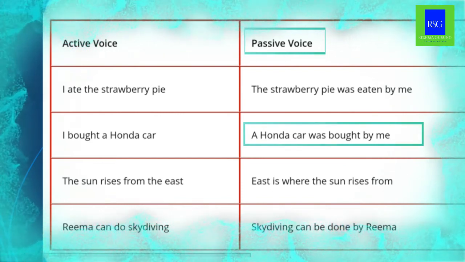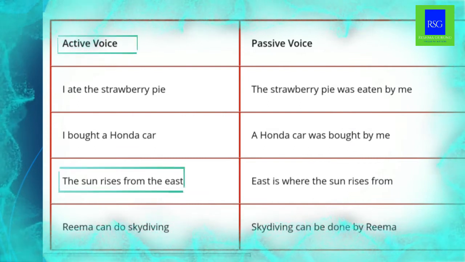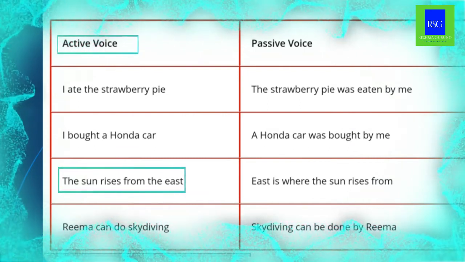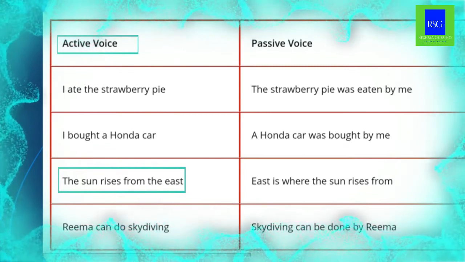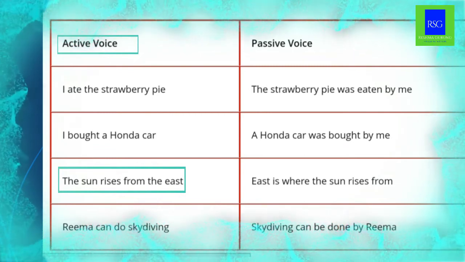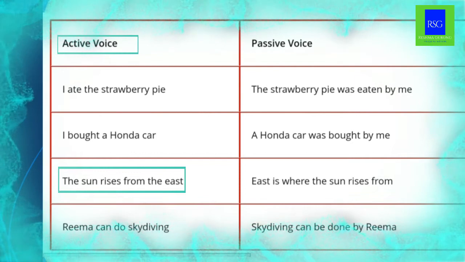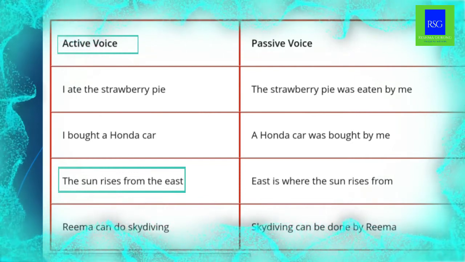Now let us see sentence number 3. The sun rises from the east. The sun rises from the east. The subject is the sun. The verb is rises here. Now, east. Now see here.